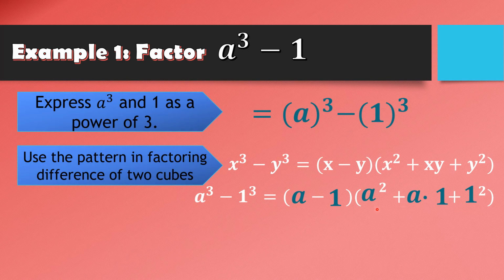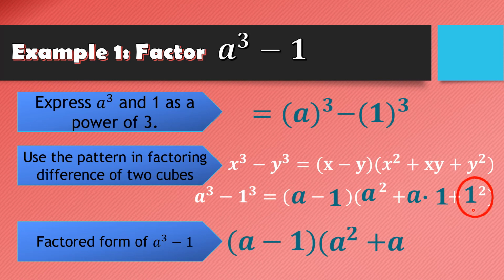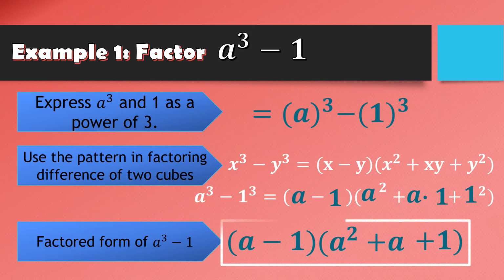Since meron tayo ditong kailangang i-multiply or kuhanin ng square. So, for the factored form, since hindi naman natin ito mapagsasama na, kokopyahin na lang natin siya as one of the factors. So, we have a minus 1. And then, for this part, we have a squared. Then, a times 1 is a. Then, 1 squared is 1. Then, i-check nyo, meron pa ba tayong pwedeng i-factor out? Kung wala na, ito na ang magiging factor ng a cubed minus 1.